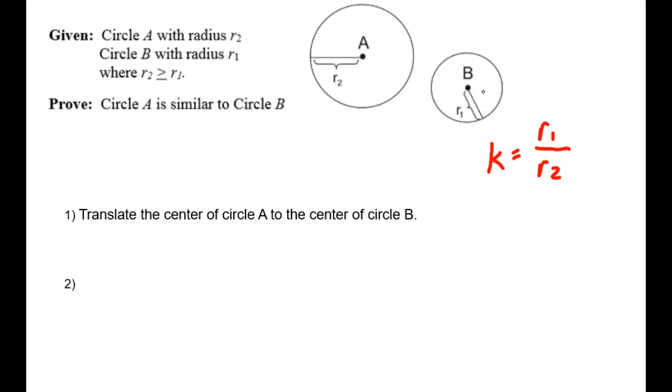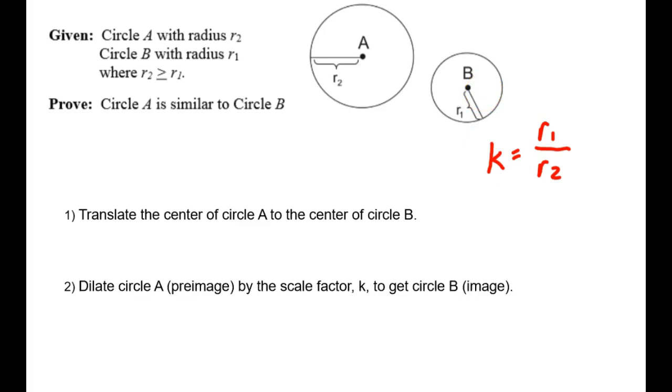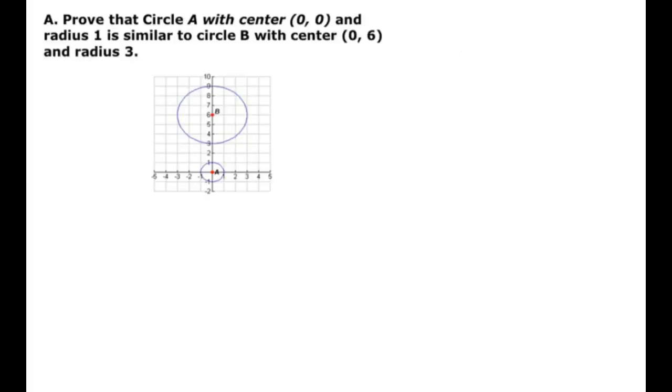So for the general proof showing why any two circles are going to be similar, first you need to translate the center of the pre-image to the center of the image. Then you need to dilate the pre-image by a scale factor to get the image. To end the lesson, we're going to go through a specific example, maybe making more sense for the transformations we have to complete to show that these two circles are similar.